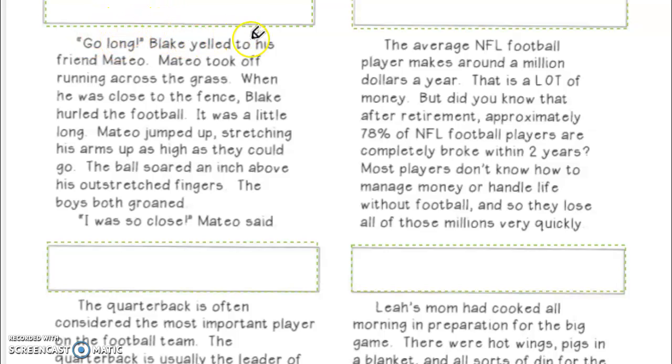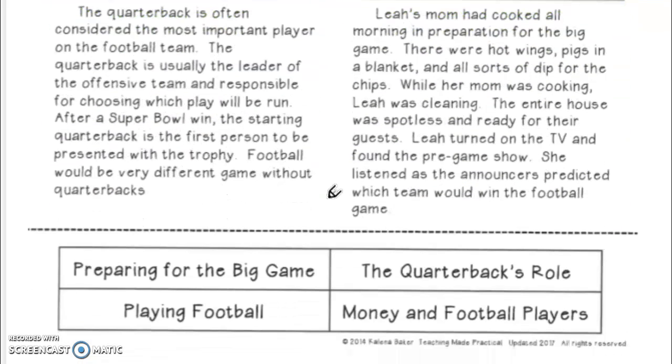"Go long," Blake yelled to his friend Mateo. Mateo took off running across the grass. When he was close to the fence, Blake hurled the football. It was a little long. Mateo jumped up, stretched his arms as high as they could go. The ball soared an inch above his outstretched fingers. The boys both groaned. "I was so close," Mateo said.